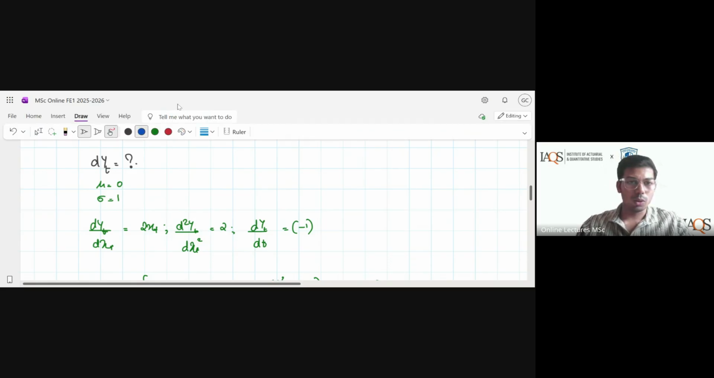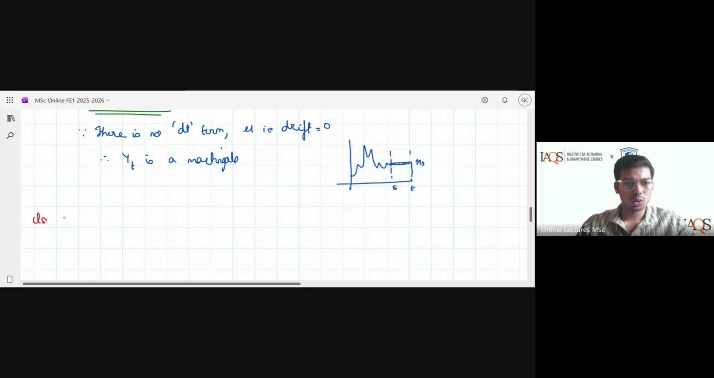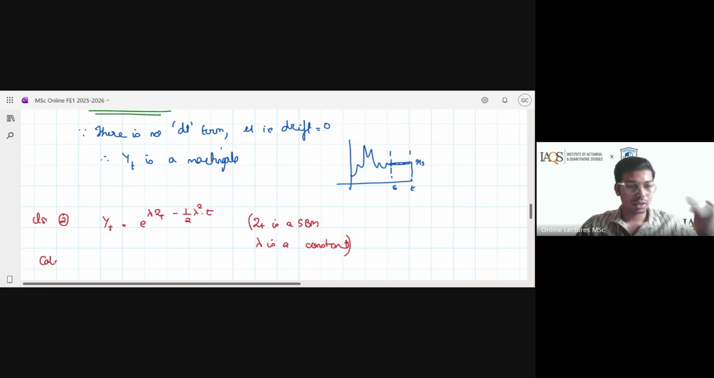Copy this down. Whoever is done, try one more question. Question 2. Say Y_t is equal to e raised to lambda Z_t minus half lambda square into t. Z_t is a standard Brownian motion, lambda is a constant. Question is calculate dY_t and check whether it's a martingale.